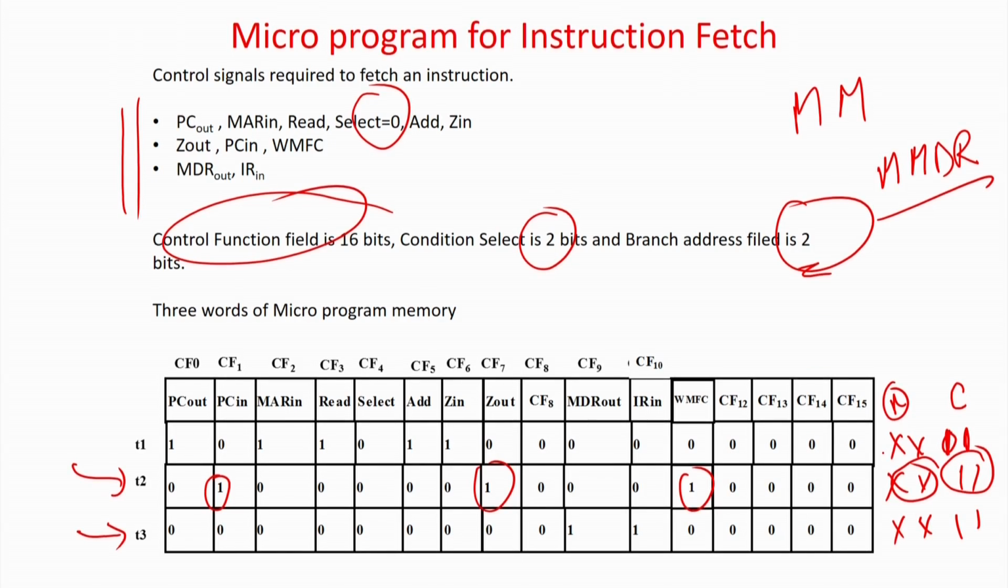Now here also condition check is 1 1, that means here also there is no question of any kind of branch, you just wait, and in this case it is XX. Even if I put 0 0, 1 1 or 1 0 whatever here, it is not going to jump to that place because conditions are 1 1, that is default increment.